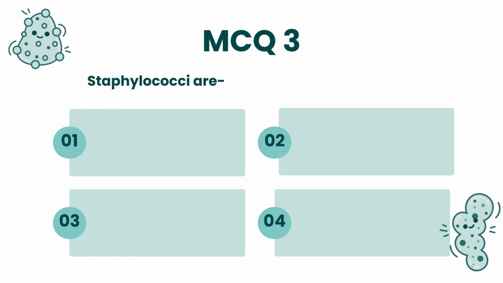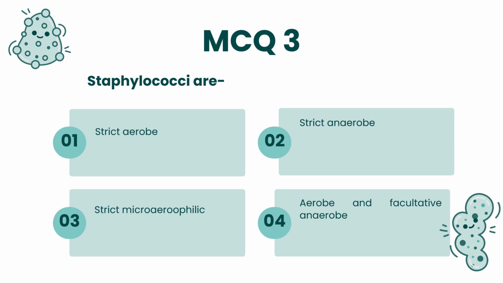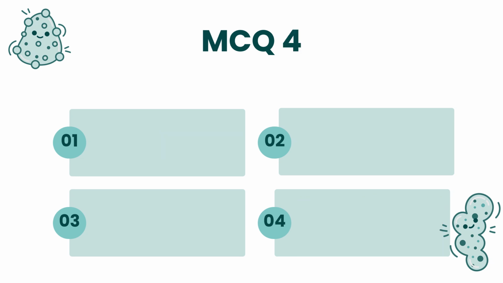MCQ number 3. Staphylococci are strict aerobes, meaning they will only grow in the presence of oxygen; strict anaerobes, meaning they will only grow in the absence of oxygen; strict microaerophilic, meaning they only need a very minimal amount of oxygen, micro meaning small amount; or they are aerobe and facultative anaerobe, meaning they can grow in oxygen but can also survive without oxygen. Yes, it is aerobe and facultative anaerobe.